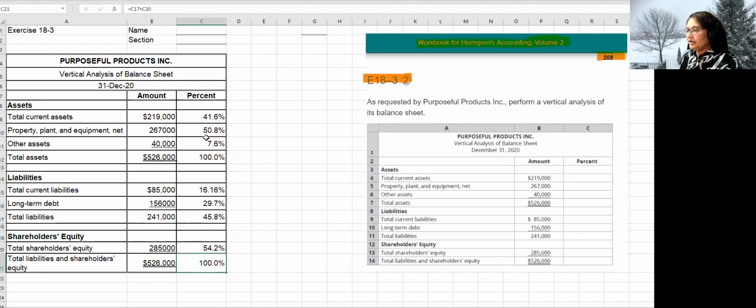So this way you can calculate the percentage or component presentation of each element of the financial statement. Many times this is also known as a common size statement, because each item is expressed as a percentage of the base amount. I hope that this will be useful to you.